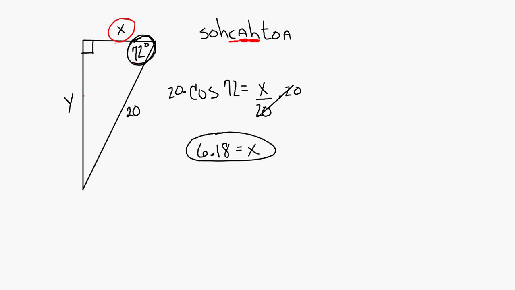Okay, so now let's solve for y. Solving for y, now you've got an opposite side and the hypotenuse. Opposite and hypotenuse is a sine. So you would write sine 72 equals the opposite side over the hypotenuse. That's 20. And again, the variable's in the numerator, so you're going to multiply each side by 20. 20 times 72 sine. Yeah, 19.02.